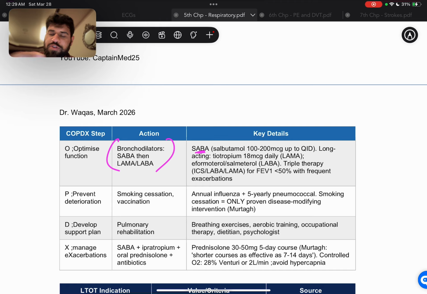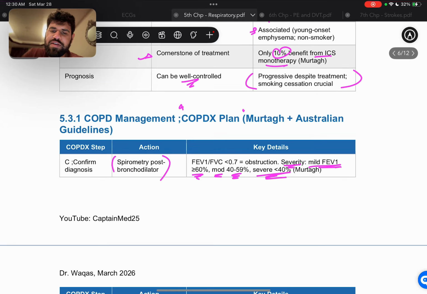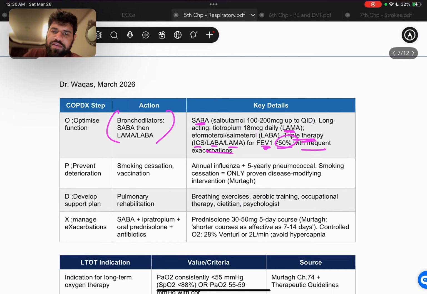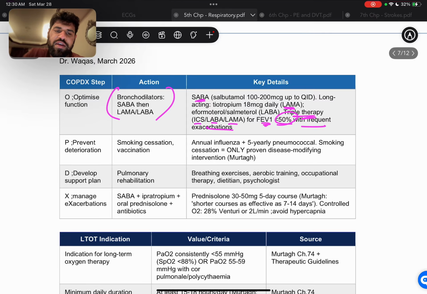So we have SABA, which is short acting, and then long acting we have tiotropium, which is a LAMA. And they have started asking about LAMA more now, whereas in the past, I think 2 or 3 years ago, they didn't used to ask about LAMAs, but now they start asking about LABA. And there's something called triple therapy, where we also add ICS, LABA, LAMA for FEV1 less than 50% with frequent exacerbations. So less than 50% means it's between moderate and severe, so we have triple therapy for that.